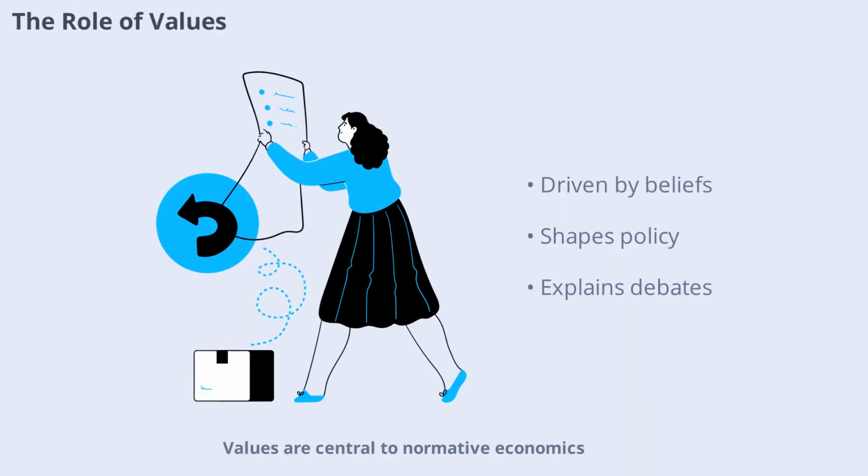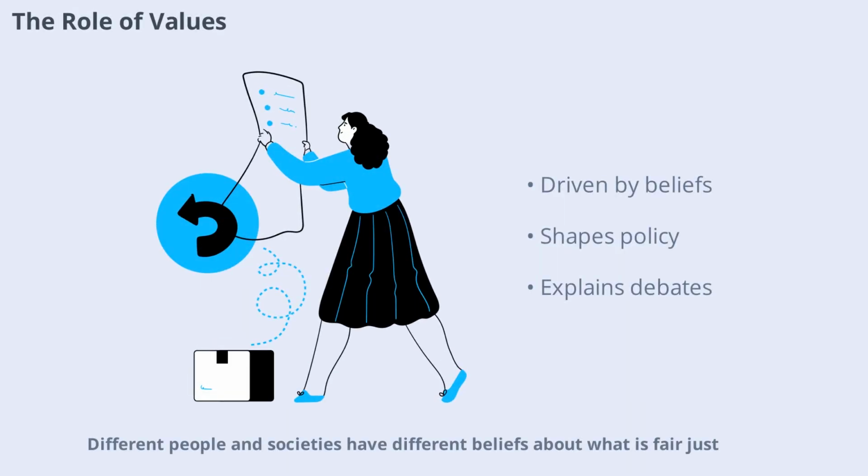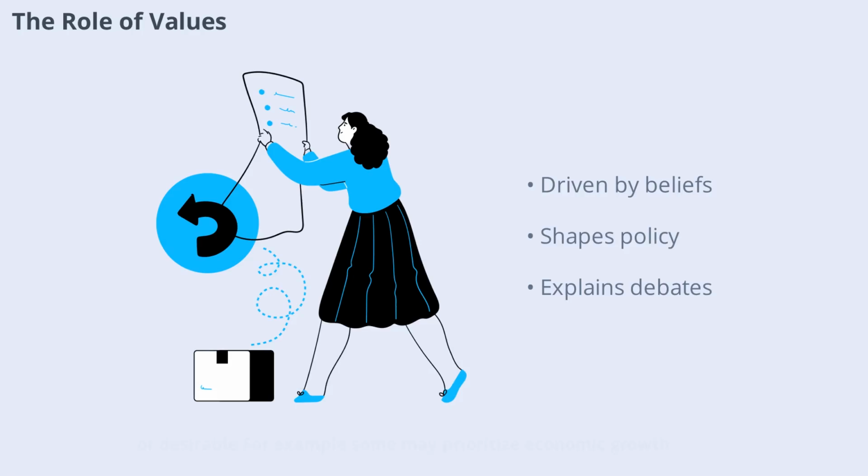Values are central to normative economics. Different people in societies have different beliefs about what is fair, just, or desirable. For example, some may prioritize economic growth, while others focus on reducing inequality. These values shape the policies people support and the debates that arise in politics and economics. Recognizing the role of values helps us understand why economic discussions can be so passionate and sometimes contentious.